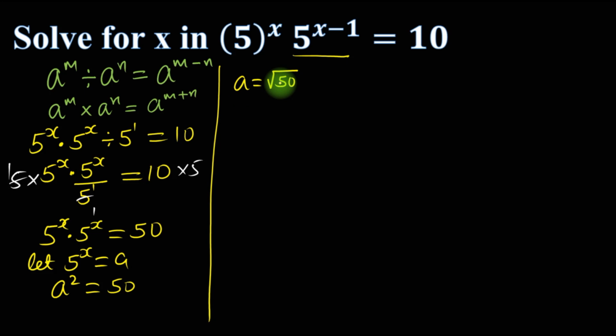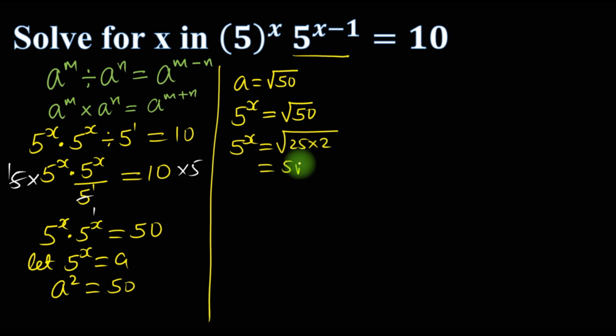The other thing we can now do: we know initially we said let a be 5 raised to x, so it simply means 5 raised to x will be equal to root 50. Therefore, in this case, this is the same as root of 25 times 2, where the square root of 25 is 5 and the square root of 2 is root 2. So 5 raised to x is equal to 5 root 2.